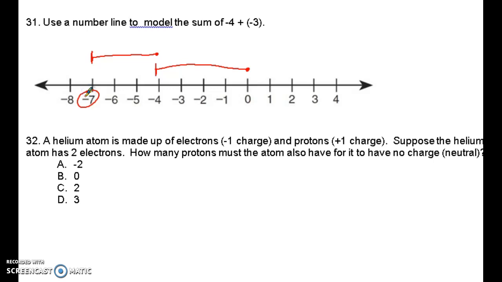A helium atom is made up of electrons with a negative 1 charge and protons with a positive 1. If the helium has 2 electrons, then they have to have what to make them neutral? That will be 2 protons. C. These are called zero pairs because when you add them together, they equal 0 and they are opposites.